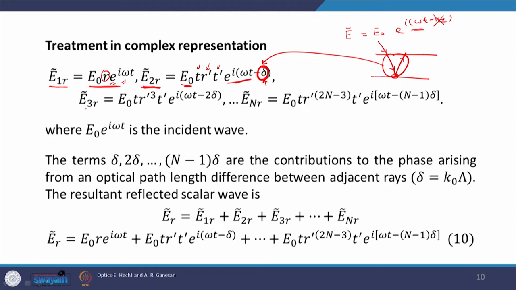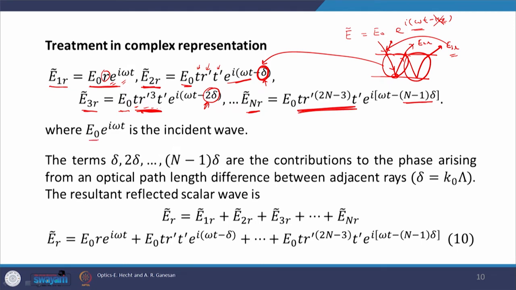Similarly, for the third reflected ray, we have E naught, and the extra transmission and reflection coefficients are there in the amplitude part. But apart from this, we have twice delta, because this is E2r, and for the third reflection, the wave again has to travel through the thin film twice. It will again add the phase delta. Therefore, the overall phase of E3r with respect to E1r would be twice delta. Similarly, for the nth reflected wave, the phase would be n minus 1 into delta. And the relevant number of transmission and reflection coefficients also appear in the amplitude part.